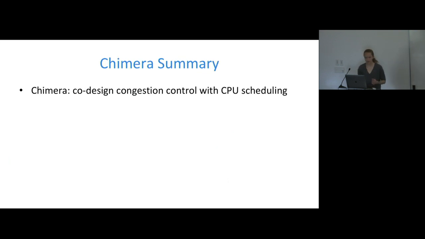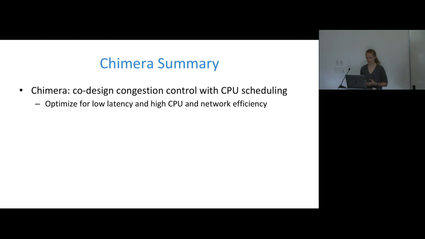So to summarize, Chimera is a proposal for how to co-design congestion control with CPU scheduling in order to optimize for low latency and high efficiency for both the CPU and the network. This has the potential to enable resources to be operated at much closer to their capacity, thereby reducing over-provisioning while still achieving low tail latency.